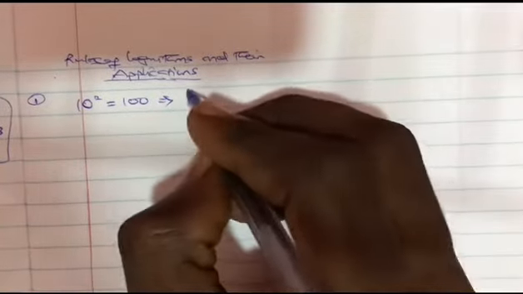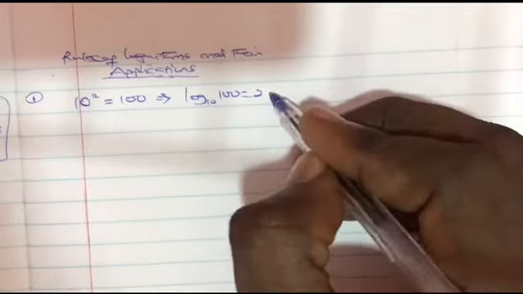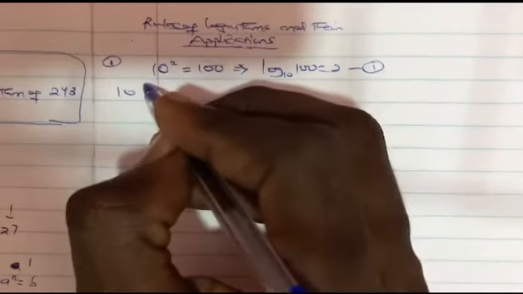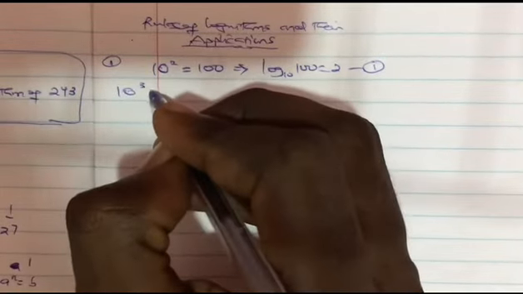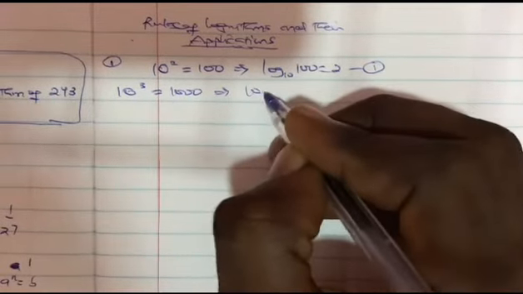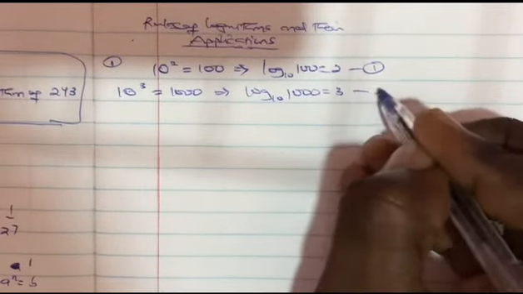Now imagine, we know that 10 exponent 2 is equal to 100. This also implies that when you are asked to change it to the logarithmic form, it's just log to the base 10 of 100 is equal to 2. So this is our first equation. Now the second equation: if I write 10 exponent 3 is equal to 1000, it's the same as writing that log to the base 10 of 1000 is equal to 3. So this is the second equation.